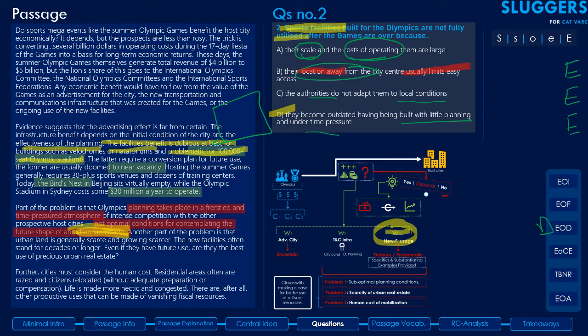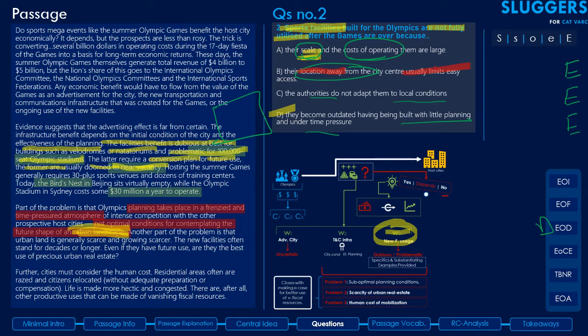So see, the scale component has come in here, as you can notice. The scale at which these facilities and the sports infrastructure have been built does seem to be a problem. He's tried to emphasize that in the passage. The latter is basically the 1 lakh seat Olympic stadiums. They require a conversion plan for future use, and the former are usually doomed to near vacancy. This shows that we are at the right point of reference, because the question is about why the sports facilities are not utilized.